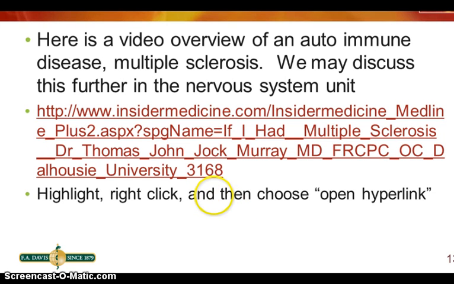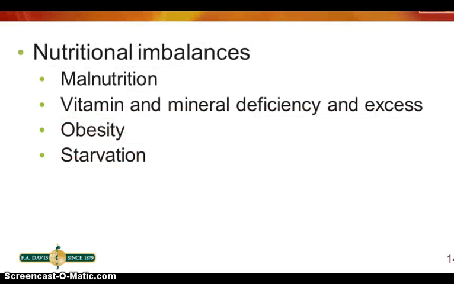Here's a video of the autoimmune disease multiple sclerosis, and as you watch this, please pay attention, and as you read about this disease, please note that MS is an autoimmune disease, and I want you to be able to define what an autoimmune disease is. And also, as you watch this, please pay attention to why this disease specifically is called multiple sclerosis, and what part of the brain is, or what type of tissue of the brain is primarily affected. Again, you would highlight this and then right-click and choose Open Hyperlink.